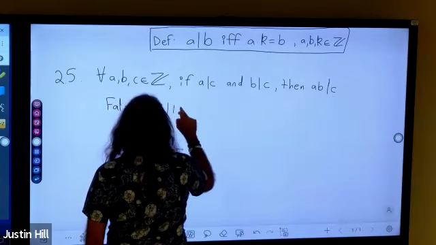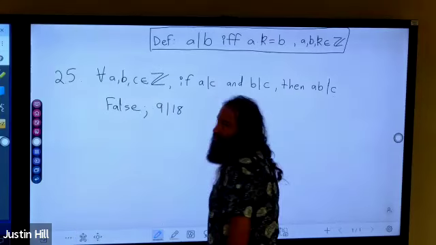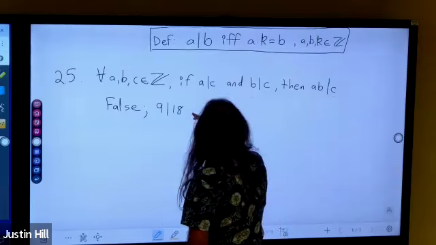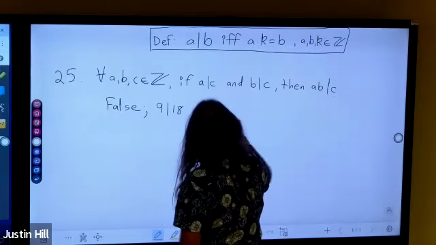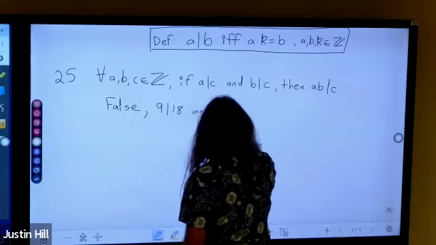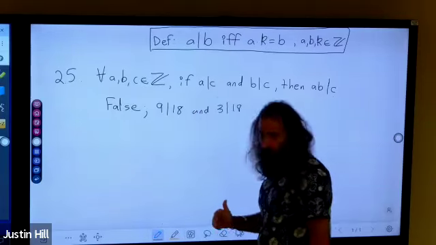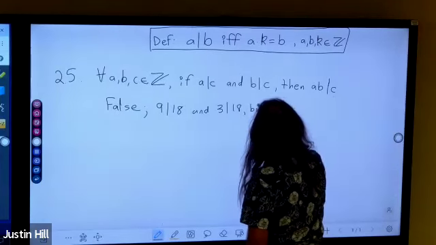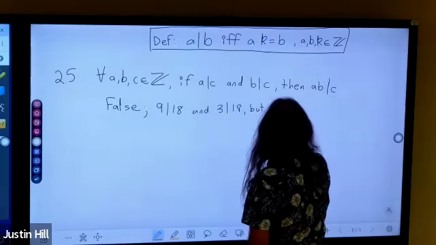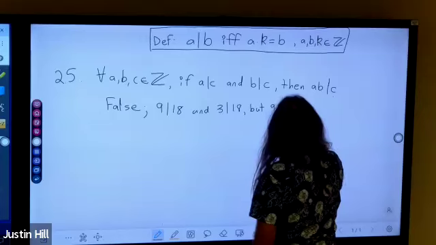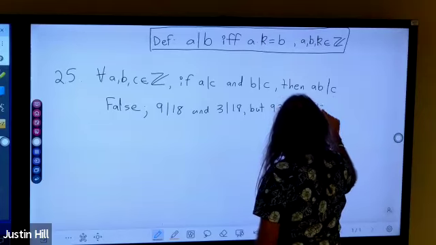So maybe 9 divides 18. 9 divides into 18, and I as the reader can see that 9 times 2 is 18. And 3 divides into 18. That checks. 3 times 6 is 18. But 9 times 3 is 27. And that does not divide into 18.